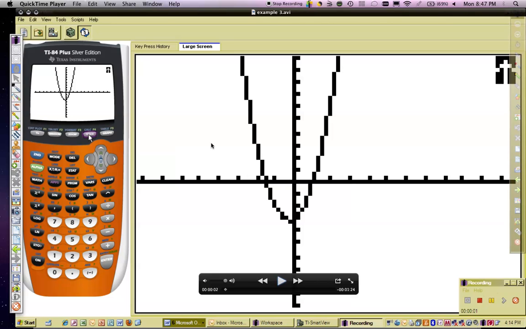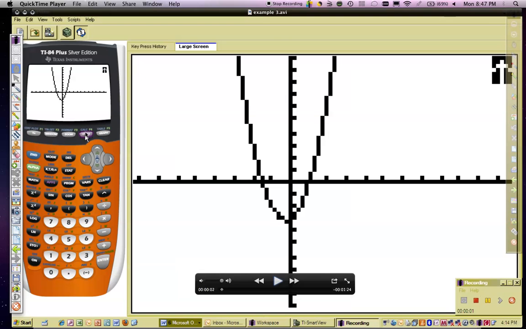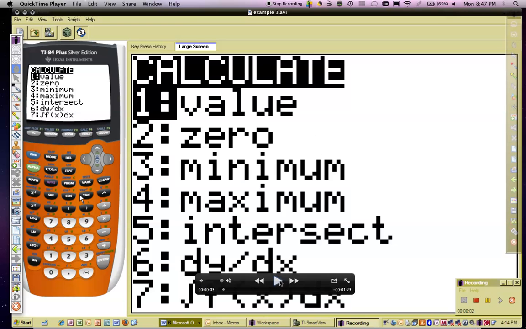It has one. To get there, you would press second, and then press the trace key, just to the left of the graph key. By doing that, what we want to get to is the calc menu. This menu has a bunch of kind of cool, easy stuff that helps us calculate. Once you get to the calc menu, you have all these different options if you scroll down.